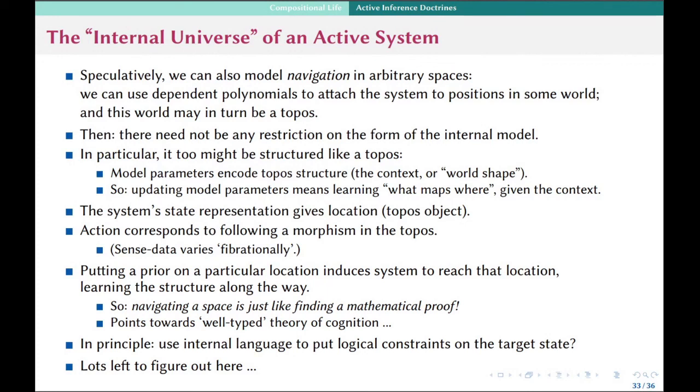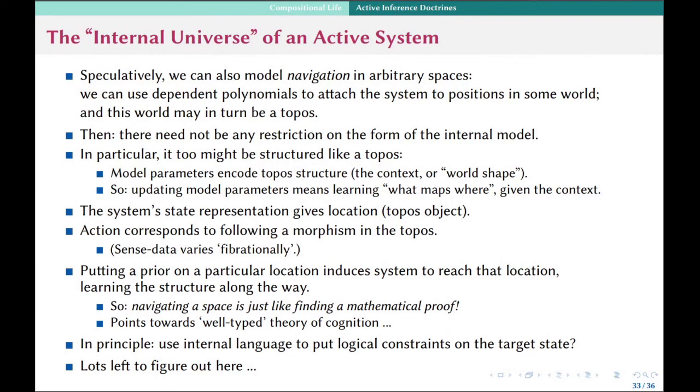And action corresponds to moving around the space, following a morphism in the topos. And then you could think of there being some sense data, I don't know what that is, and it would vary corresponding to this action in a nice variational way. And putting a prior on a particular location, a particular object in this topos, would induce the system to reach that location, learning the structure on the way.